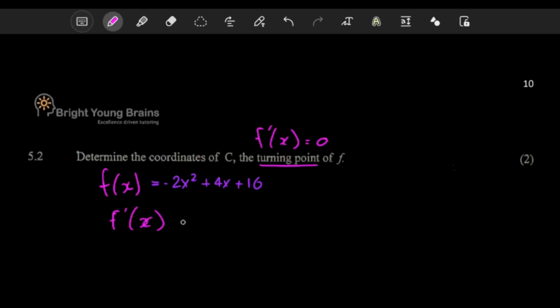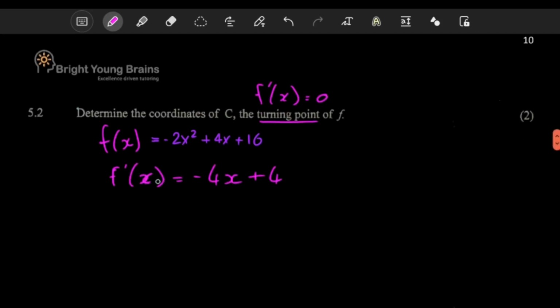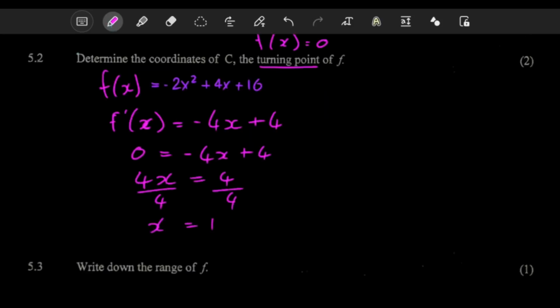So here, let's differentiate. There you go. And what we're practically saying here is, what's the x value if our gradient is 0? So we put a 0 where gradient is, and then here we just need to solve for x. Perfect.